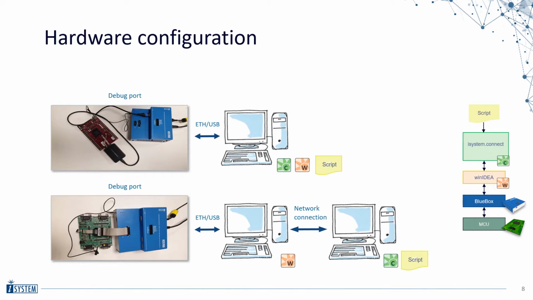You can access an iSystem Blue Box over an Ethernet connection. Also supported by isystem.connect is a configuration where scripts are executed on a remote PC host while an iSystem Blue Box is connected to a local PC, with both PCs connected over the Ethernet network.